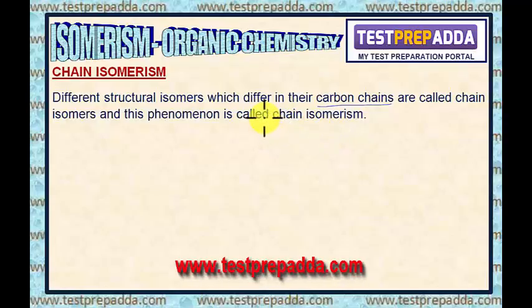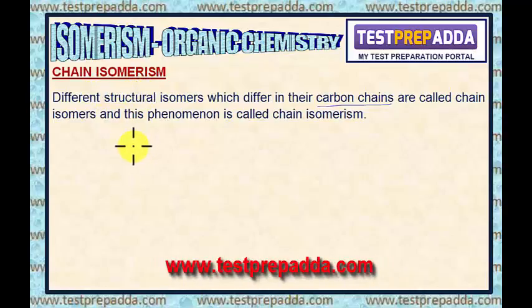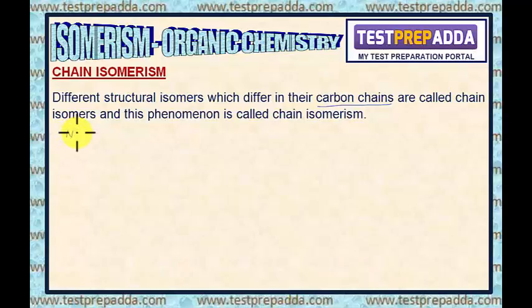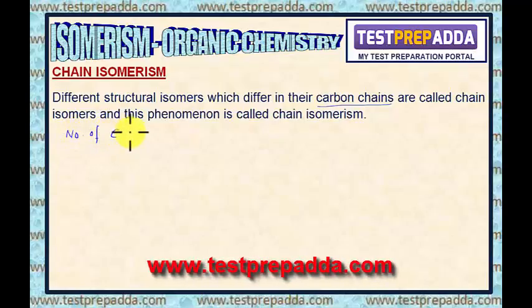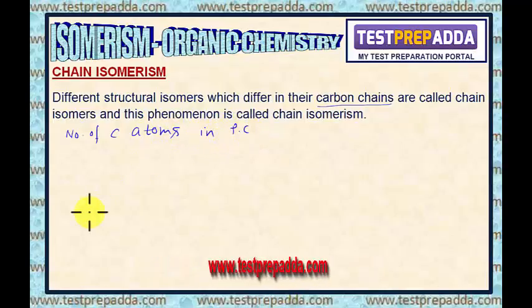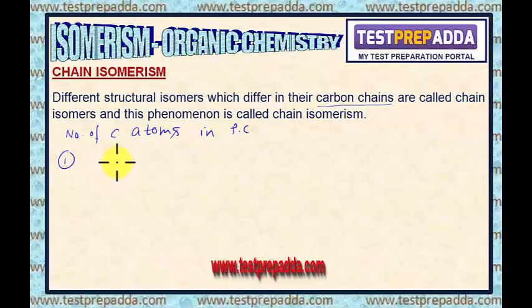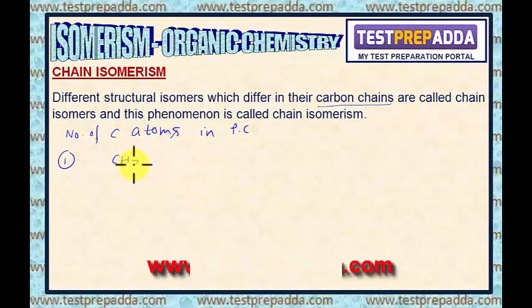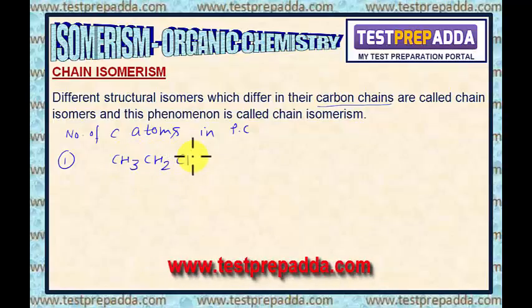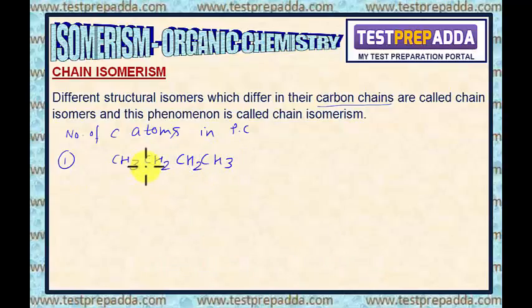Dear students, please note that here in chain isomerism, the difference is of the number of carbon atoms in the parent chain. For example, normal butane I can write as CH3 CH2 CH2 CH3. This is normal butane. Now, how many carbon atoms are there in the parent chain? 4 carbon atoms.